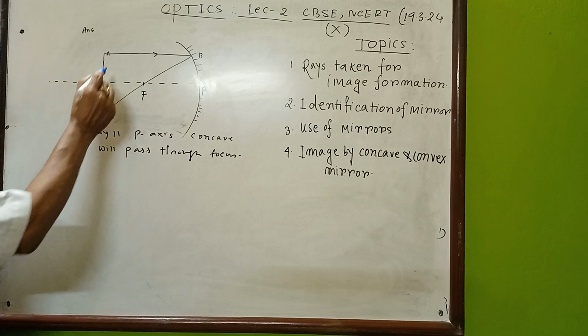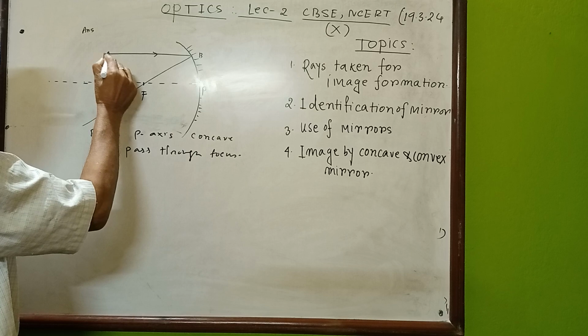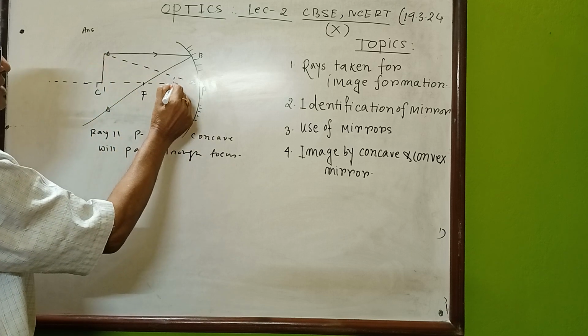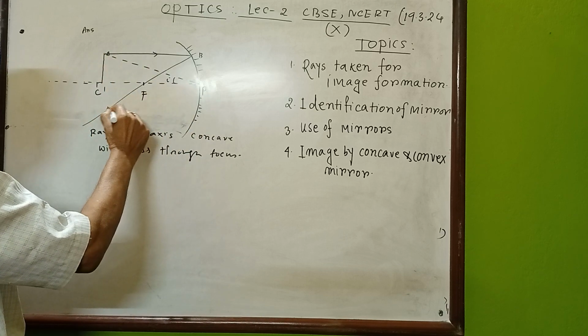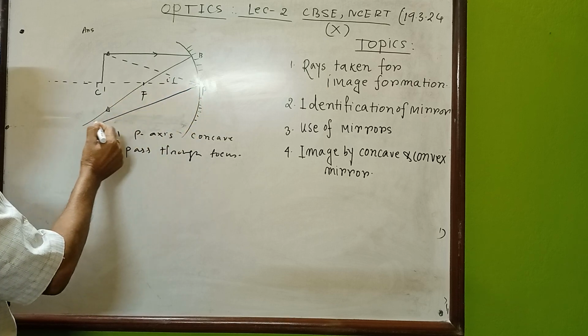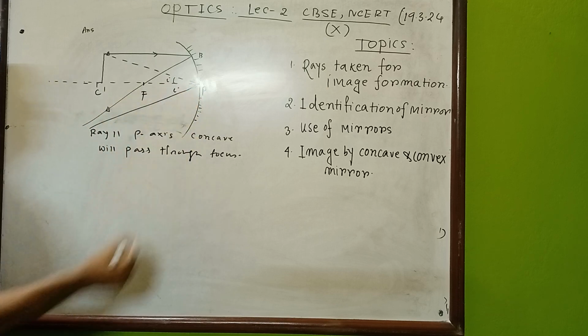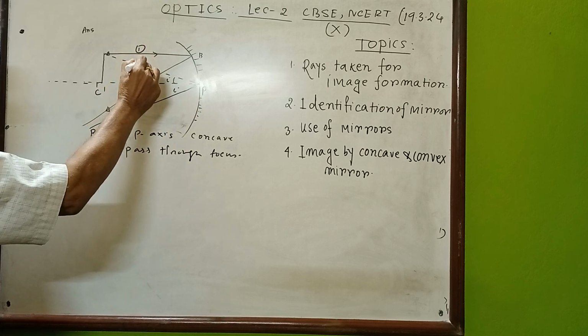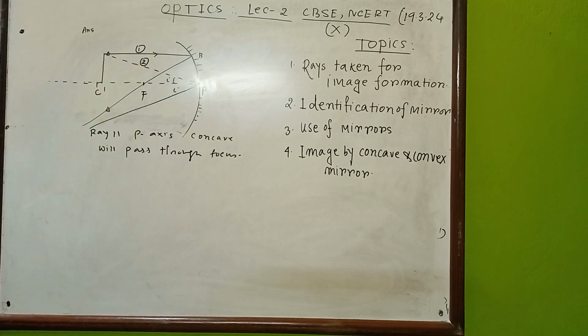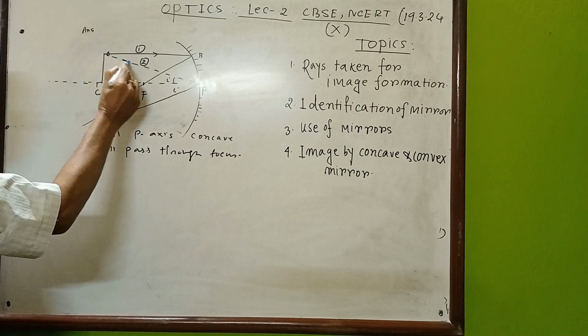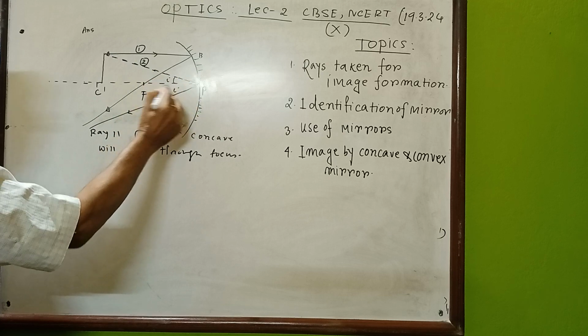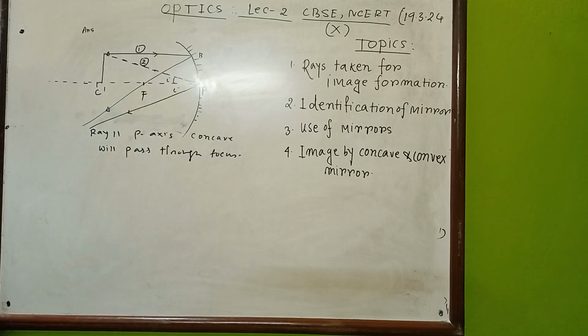Another ray which is incident obliquely at the pole, suppose at angle I, will reflect at the same angle I. This is ray 1, this is ray 2. Again I am telling, any ray obliquely incident at the pole making some angle I with the principal axis will reflect with the same angle I. Now children, these two angles are the same.